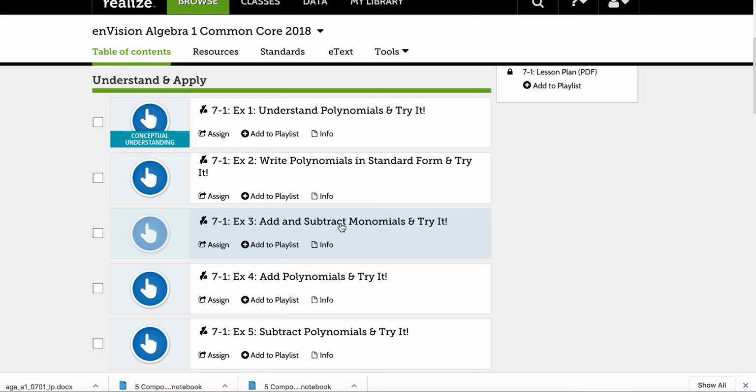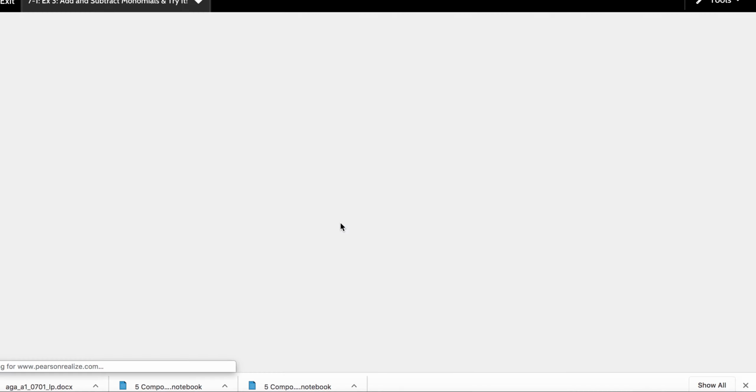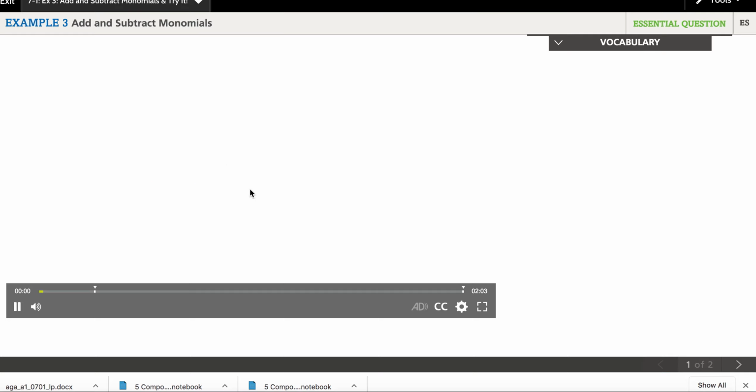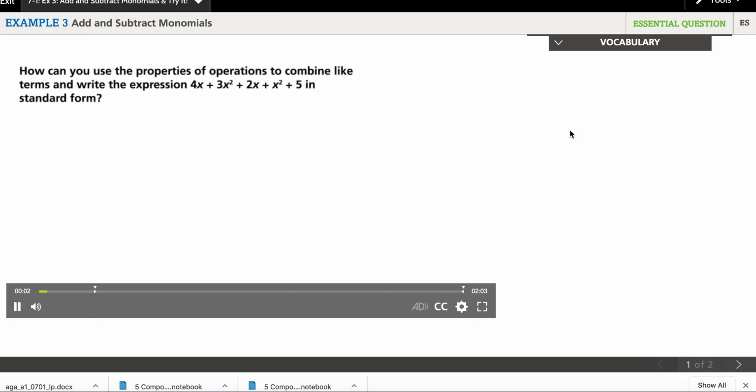How do we add or subtract monomials? Still, we're working with monomials. Okay, this is a short video, but it's going to be helpful for you guys. I'm going to post this one too. How can you use the properties of operations to combine like terms and write the expression 4x plus 3x squared plus 2x plus x squared plus 5 in standard form?